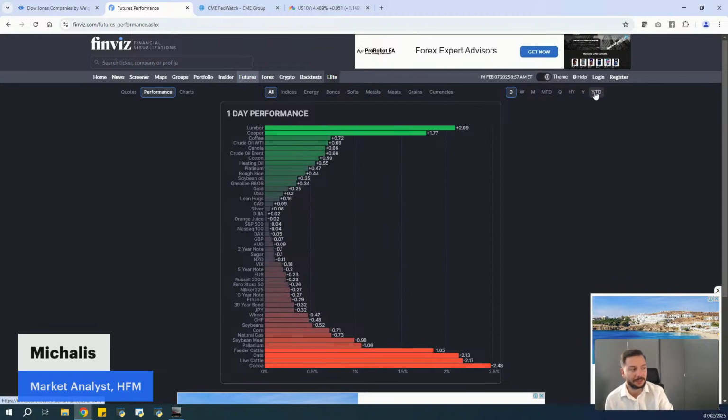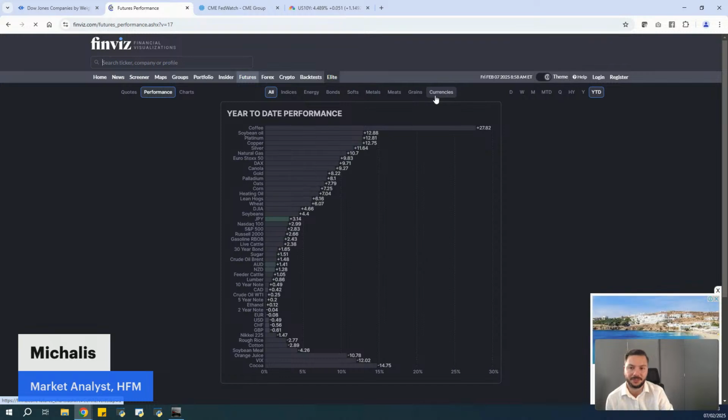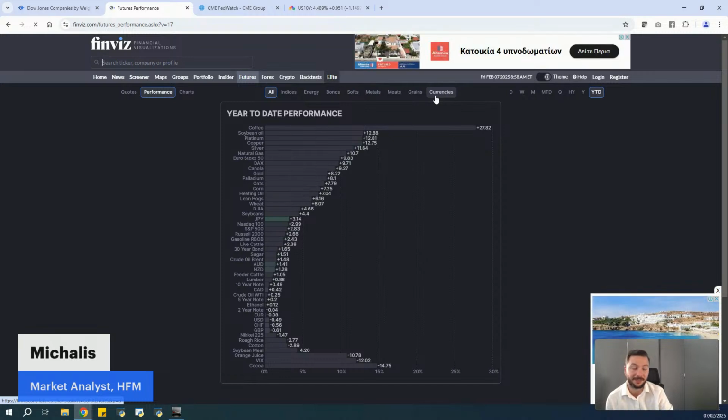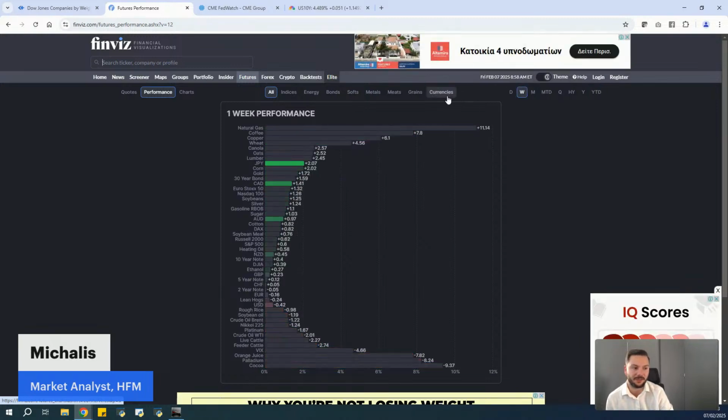But like I said, this year so far, best performing, Japanese yen by far. Of the week, let's have a look. Best performing, again, Japanese yen. Worst performing currency of the week, S&P 500. After that is the euro, the Swiss franc, and the British pound.